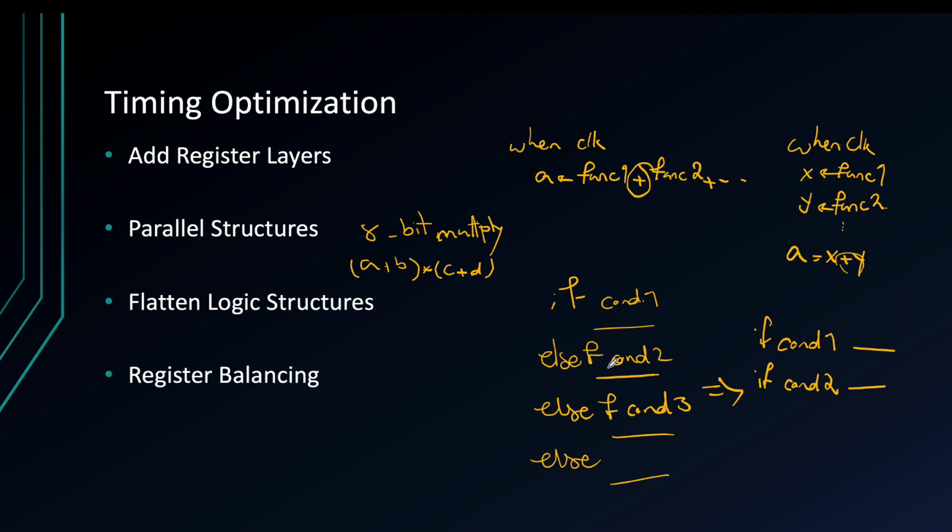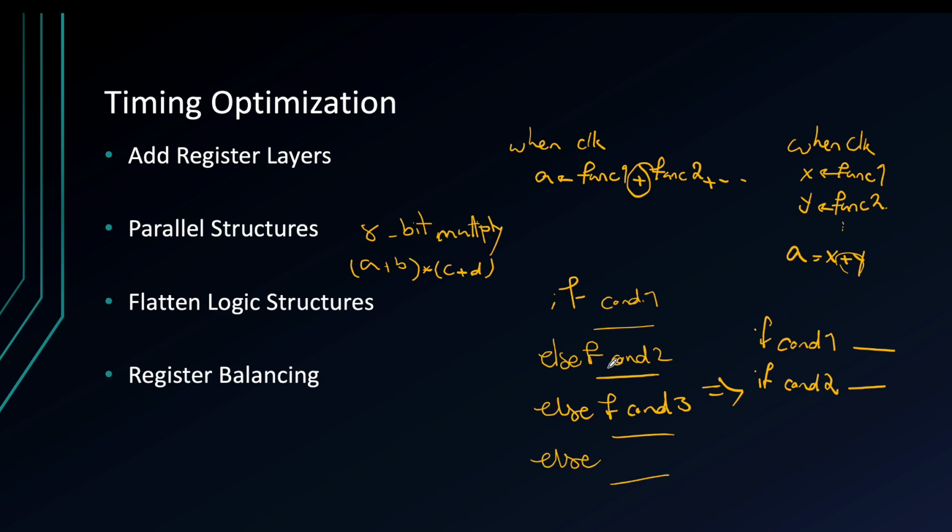The fourth one is register balancing, right? So conceptually, the idea is to redistribute logic evenly between registers to minimize the worst case delay between any two registers. So basically, you don't want to have one super long path and short paths as well. If you can balance them out somehow, you should do that.